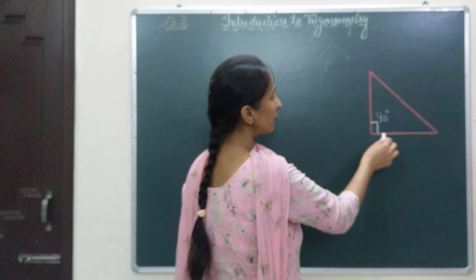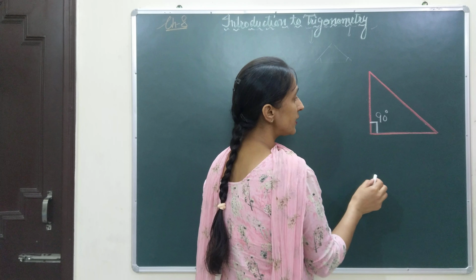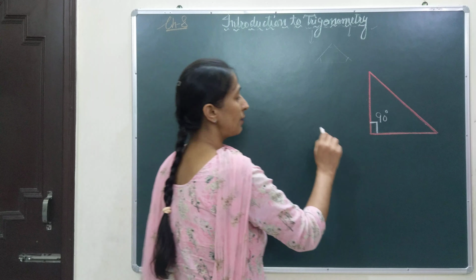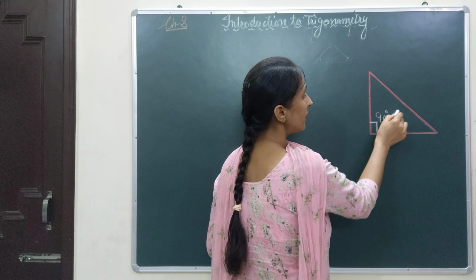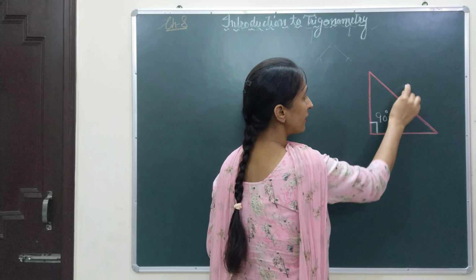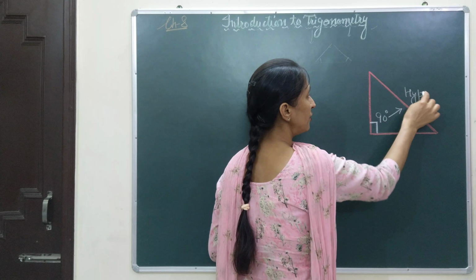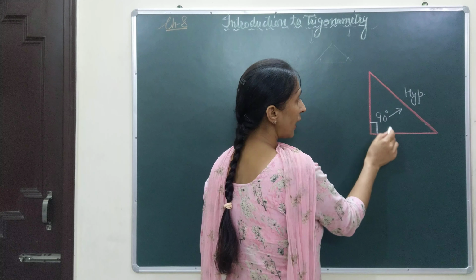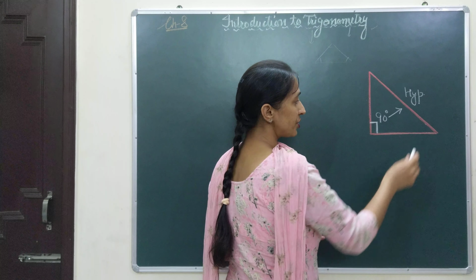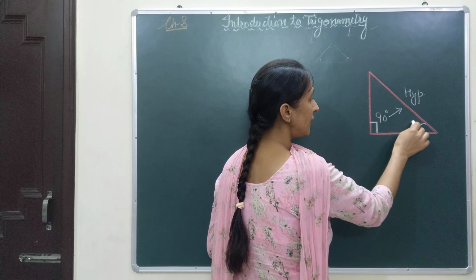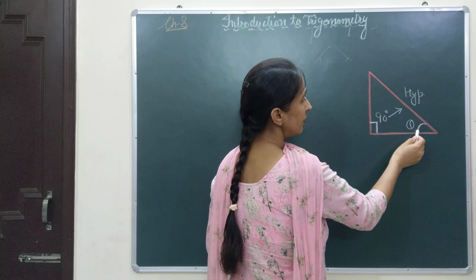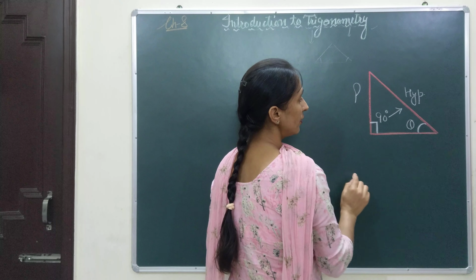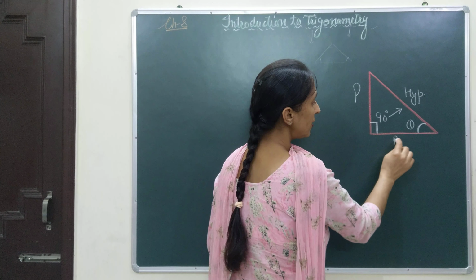Now, you have to take care which side is representing perpendicular, which is representing base and which is representing hypotenuse. The side which is just opposite to 90-degree is called hypotenuse. The other two sides will be perpendicular and base. That depends on the angle of consideration. If the angle of consideration theta lies here, then the side which is just opposite to theta will be perpendicular and the other remaining side will be base.